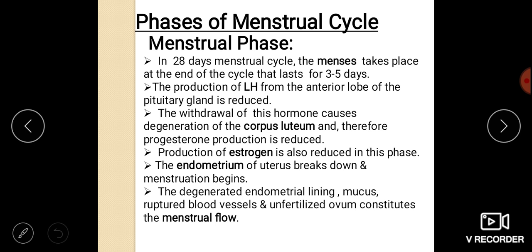Menstrual cycle is of 28 days. It is completed in 4 phases. The first one is the menstrual phase. Menstrual phase occurs after 28 days of the menstrual cycle. In this phase, the degenerated endometrial lining, the mucus-coated ruptured blood vessels and unfertilized ovum are released from the vagina in human females.